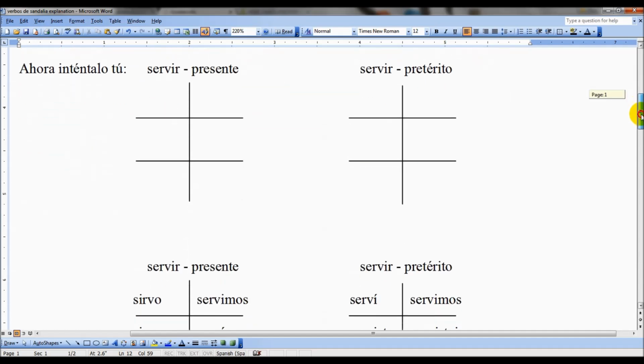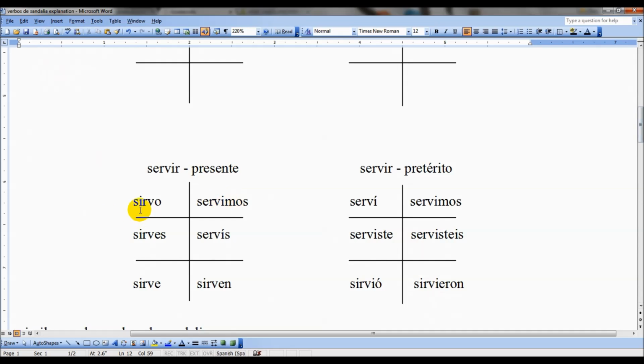Okay, moving down. They're right here for you. So in the present tense, it looks like this: sirvo, sirves, sirve, servimos, servís, and sirven. Notice that the E changes to an I in those 4 positions, whereas in the preterite, it's a sandal verb, so just the bottom two, that E changes to an I right here.